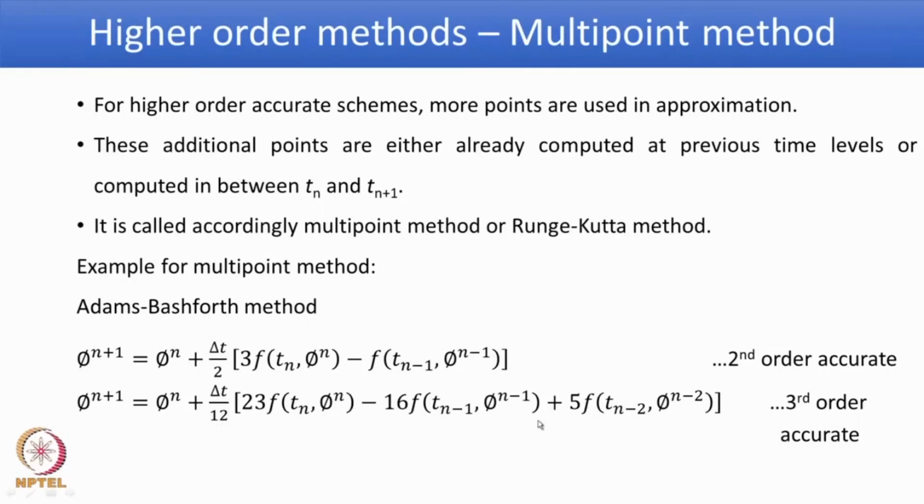And how do you obtain these coefficients? 3, 23, 16, 5. I already mentioned, by using a Taylor series expansion, even for time, you are able to construct these methods. So, the first one uses only the immediate previous time level, it becomes second order accurate. The second one uses 2 time levels before, it becomes third order accurate. One more observation: all these use previous time levels, hence it becomes an explicit scheme. So, with the Adams-Bashforth scheme, you are able to obtain explicit second order as well as third order.